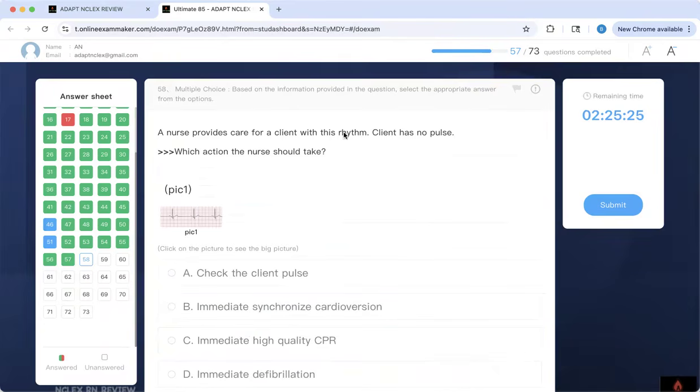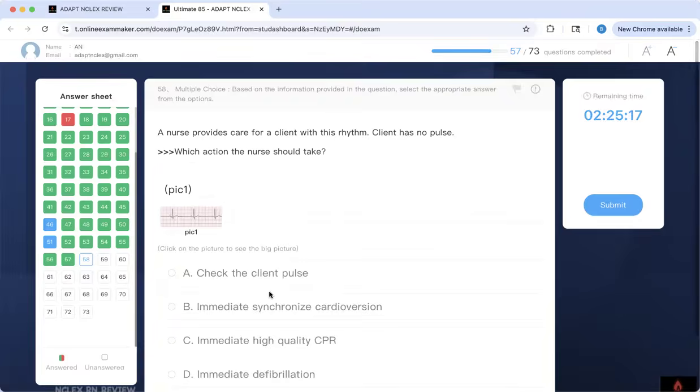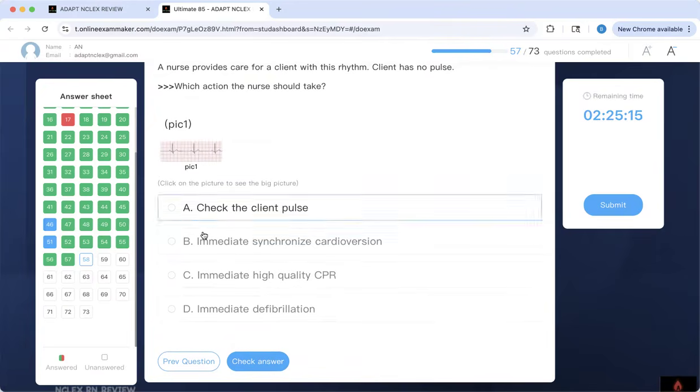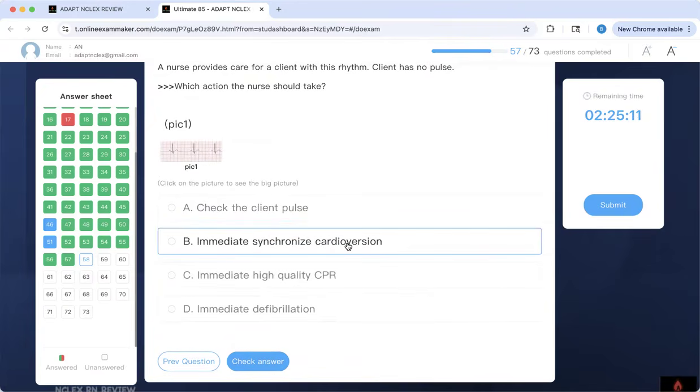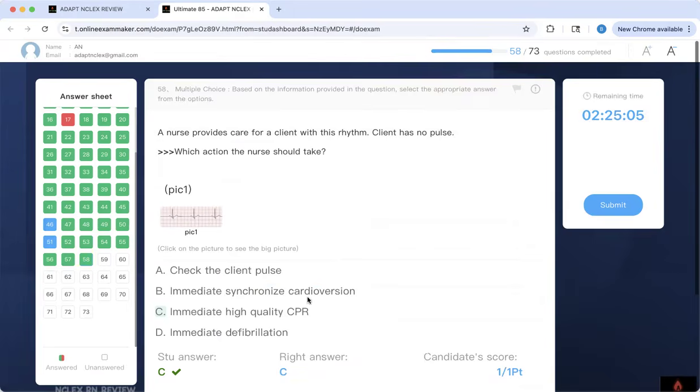And let's provide care for a client with this rhythm. The client has no pulse. That means I have this rhythm and I have no pulse. That means I'm dead. It's the same thing as asystole. If I have asystole, what do I do? Check the client's pulse? I just told you no pulse. Immediate synchronized cardioversion? It just has no pulse. Immediate CPR, defibrillation, CPR.